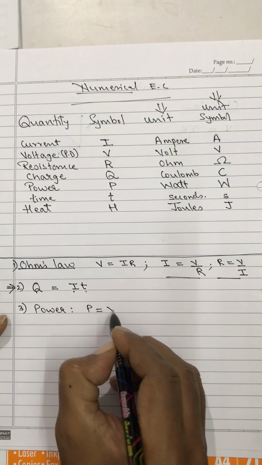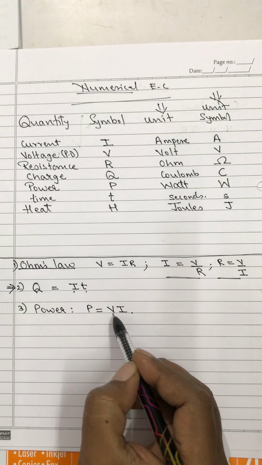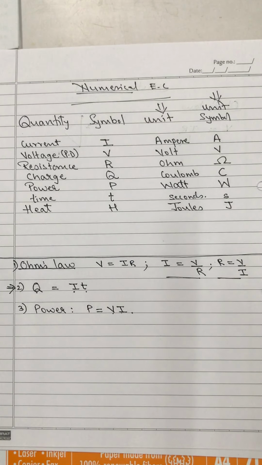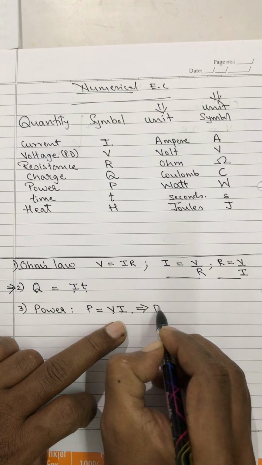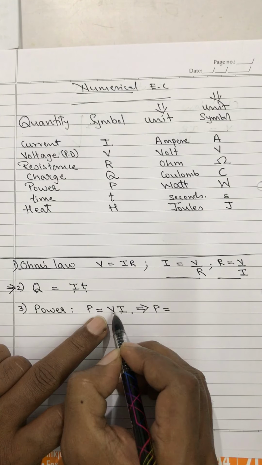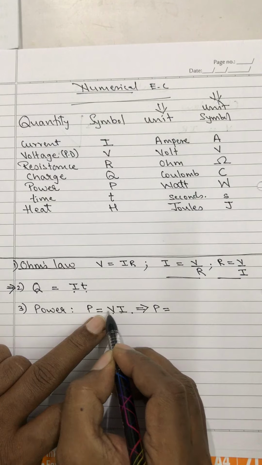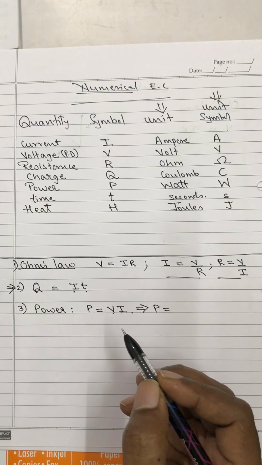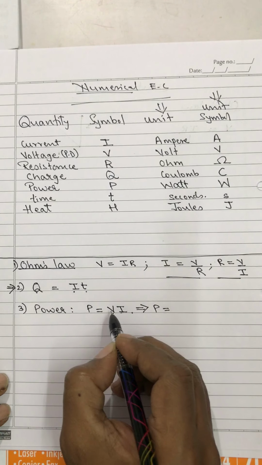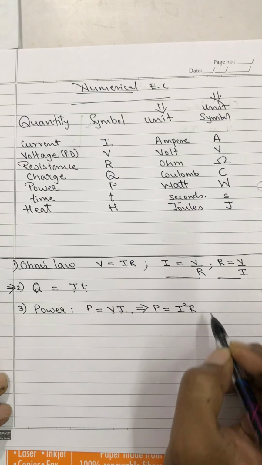P is equal to VI. Power is equal to voltage into current, and because of this VI, we will have even more formulas. Power is equal to VI, now V we know, V is equal to IR. IR into I will give you I square R.